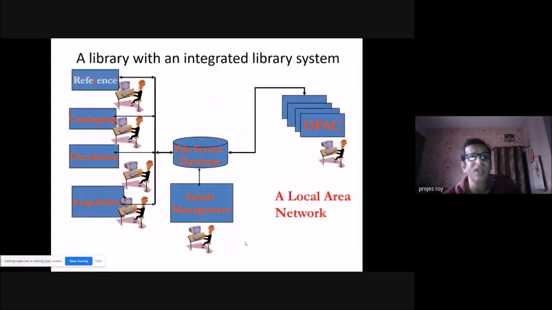Now, when you think of a library with an integrated library system, you could see that in one area people are doing reference service, somewhere cataloging, somewhere circulation, somewhere acquisitions, somewhere serial management. OPAC is normally used by the user, because users do not have a direct interface to these modules. The file server is kept somewhere else, and you are directly connected through the local area network, and the work goes on that way.